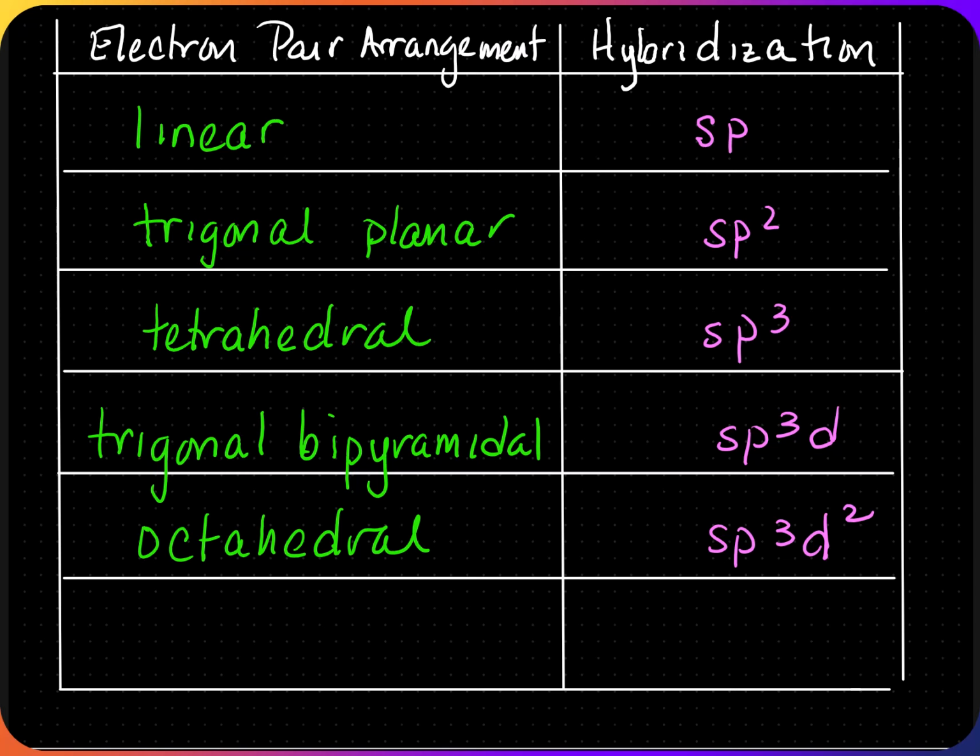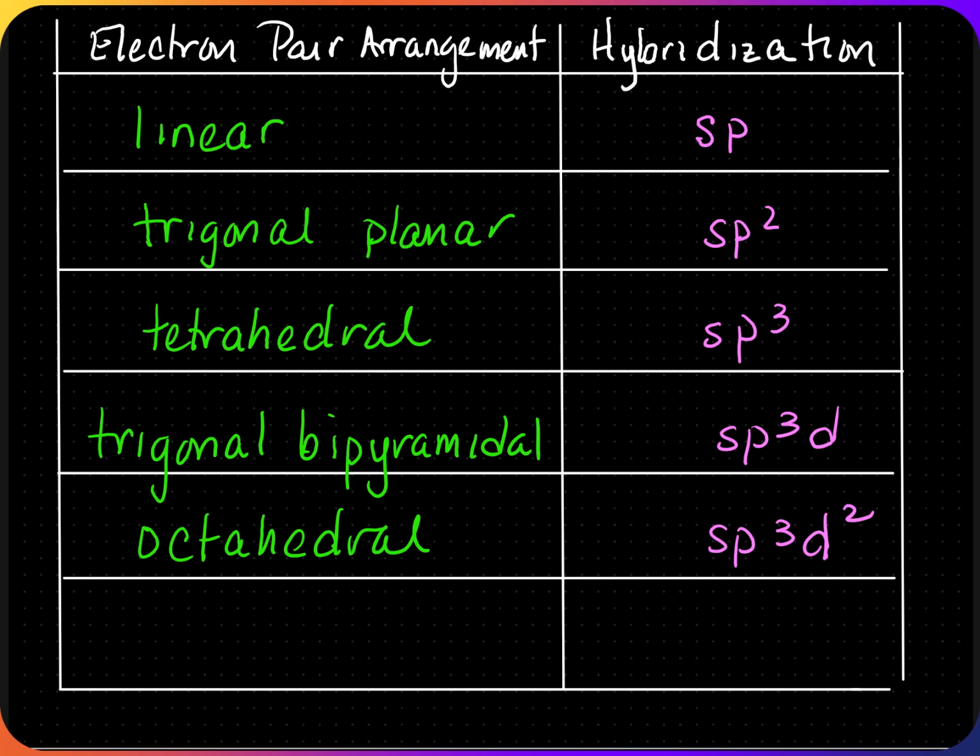Tetrahedral is 4. You could have 4 bonds, 0 lone pairs. You could have 3 bonds, 1 lone pair. You could have 2 bonds and 2 lone pairs. Whichever one you do, the electron pair arrangement is tetrahedral because it adds up to 4. So we must have an s first and 3 p's. So this is sp3 because p has 3 orbitals. When I add the s and the 3 p's, that is 4.